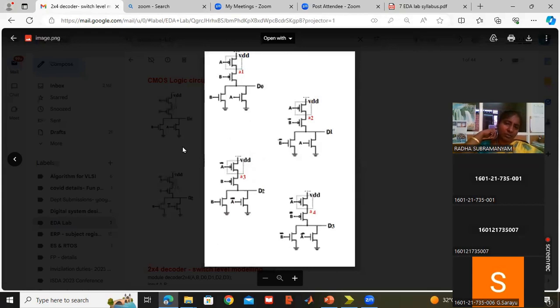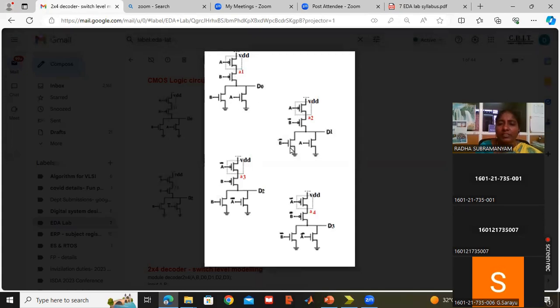So this is about D0. You see here for D0, 2 PMOS transistors, 2 NMOS transistors. For D1, 2 PMOS transistors, 2 NMOS transistors. For D2, 2 PMOS and 2 NMOS. For D3 also 2 PMOS, 2 NMOS. I am naming these as PMOS 1, PMOS 2. This as PMOS 3, 4. This is PMOS 5, 6. This is PMOS 7, 8. Similarly, NMOS also 1, 2, 3, 4, 5, 6 and 7, 8.